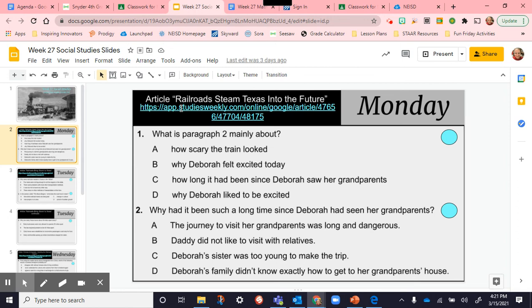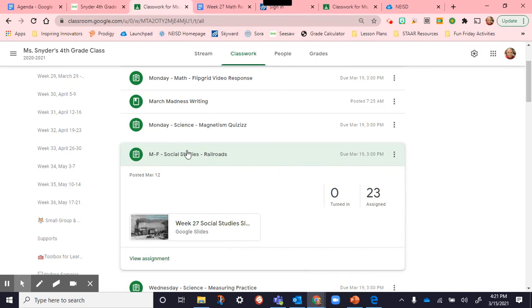And this is a story about a girl's first trip riding on a railroad, and it's talking about her experience. So it says, what is paragraph 2 mainly about? And then why had it been such a long time since Deborah had seen her grandparents? So a couple comprehension questions about the reading there. So you can click it, listen, and follow along. And Monday is just 1 page, those 2 questions. So X out of that when you're done.